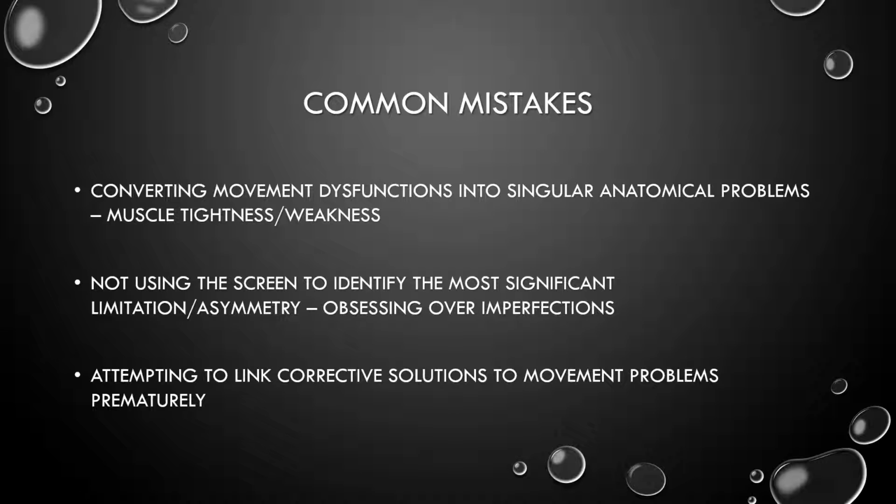And thirdly, and probably one of the more important considerations, is that we need to make sure that we have done all 7 screens before we offer any corrective solutions. As we'll see in a bit, the corrective strategies we employ work best if we follow the FMS corrective hierarchy, and all 7 screens need to be scored so that we can do this.